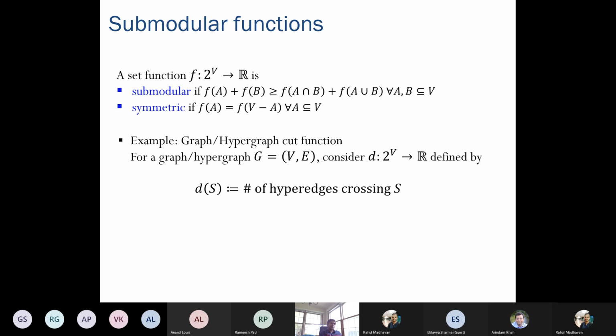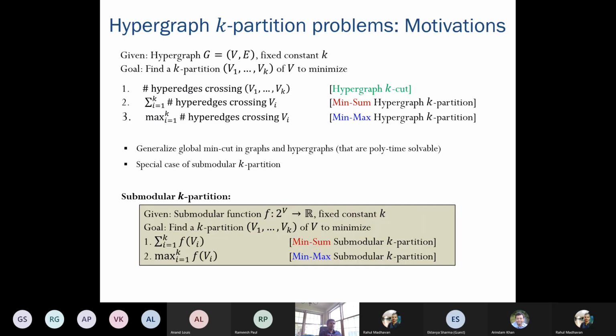Now, from this observation, it should be immediately clear that min-sum hypergraph K partition is a special case of min-sum symmetric submodular K partition, because you can take the submodular function to be the cut function of the hypergraph. And similarly, min-max hypergraph K partition is a special case of min-max symmetric submodular K partition. Again, take the submodular function to be the cut function of the hypergraph.